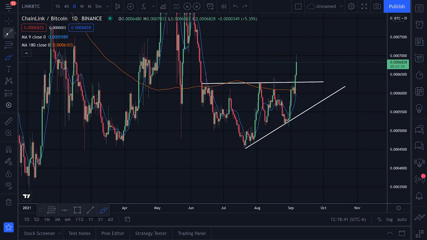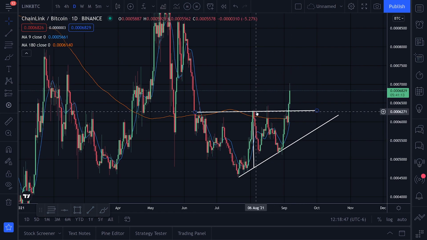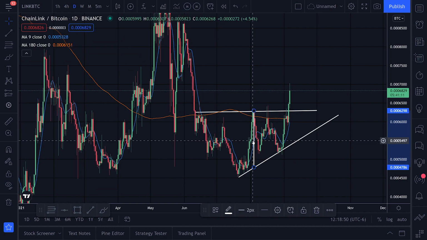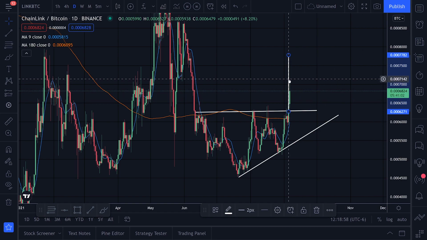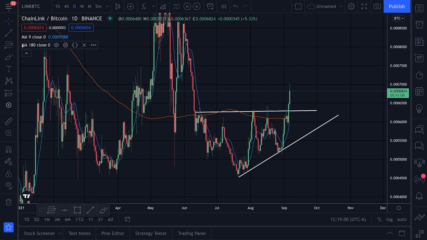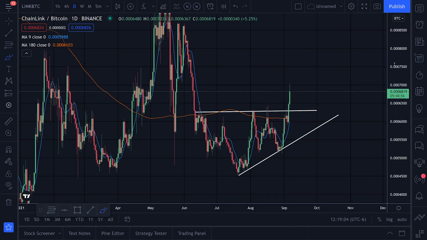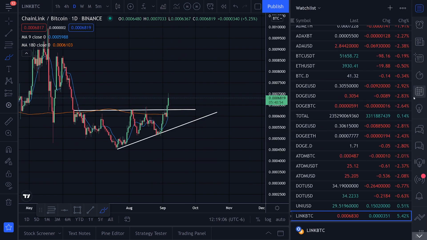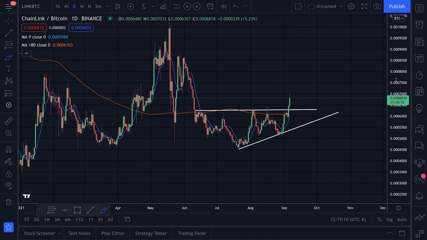So what I would do is target from the top to the bottom of this triangle or that W, something like that. You can kind of try to play it either way. Drag that to the breakout, something like this, and we're looking at a target of approximately 0.0007782 satoshis. Basically, if this chart is moving up, then Chainlink is looking good compared to Bitcoin. Right now, as far as today, we're up 5% against Bitcoin.